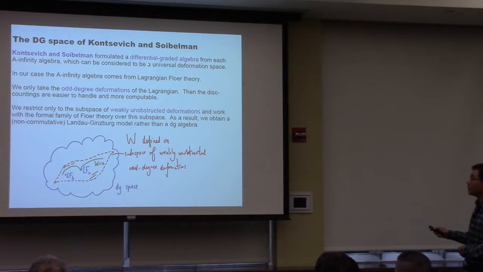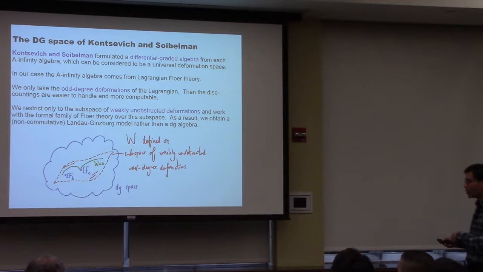In our case, the A infinity algebra is the Lagrangian Floer theory. Now we take the odd degree deformations, and we only consider the weakly unobstructed deformations. The reason is that these countings are easier to handle: if you only take the odd degree deformations, then constant disk contributions are gone in many cases. So let's say this is the subspace of weakly unobstructed odd degree deformations, a subspace in the DG space.